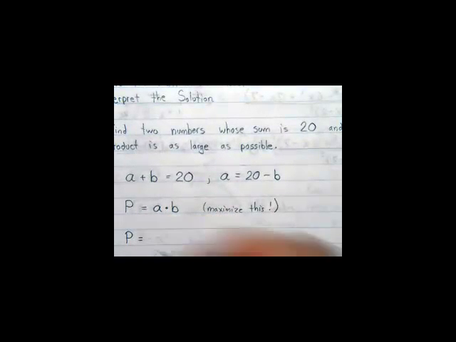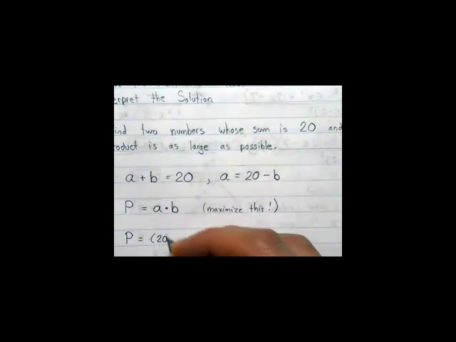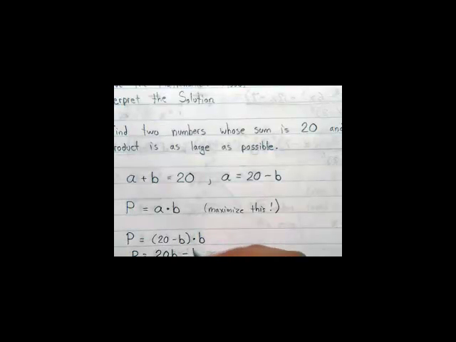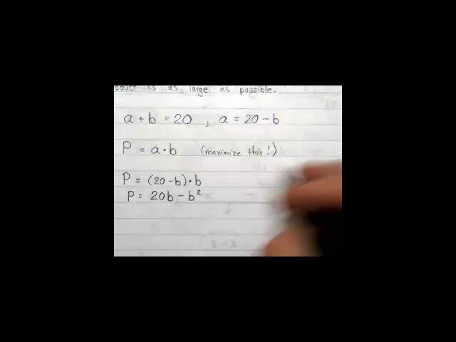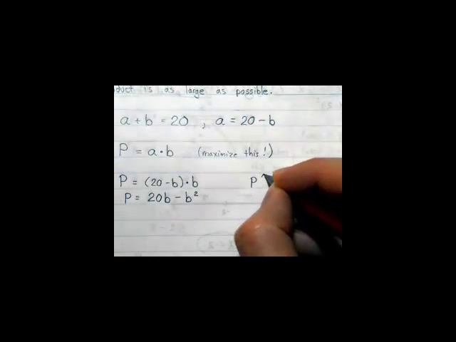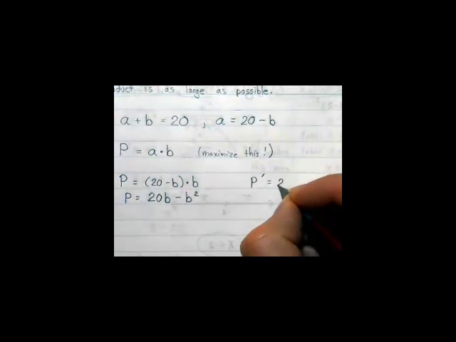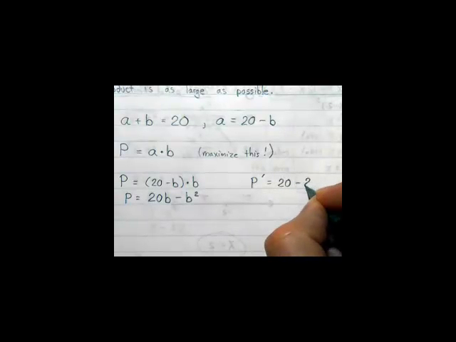So, P is equal to 20 minus B times B, or it's going to be easier to work with if you just distribute that. 20b minus b squared. And now we're ready to do the derivative and maximize what we have. So, derivative of that, p prime would be 20 minus 2b.